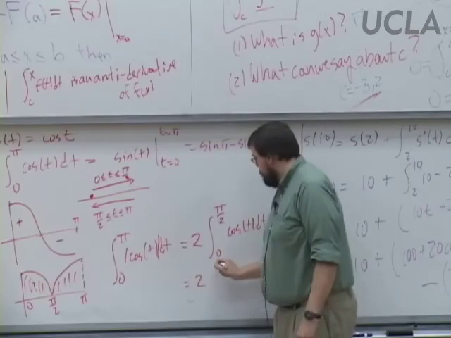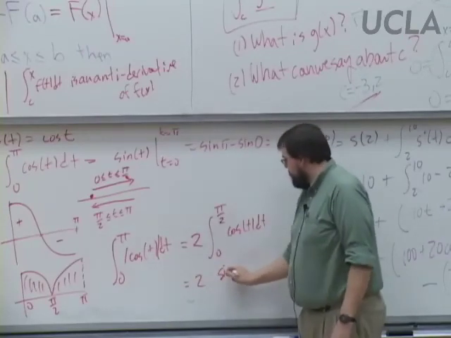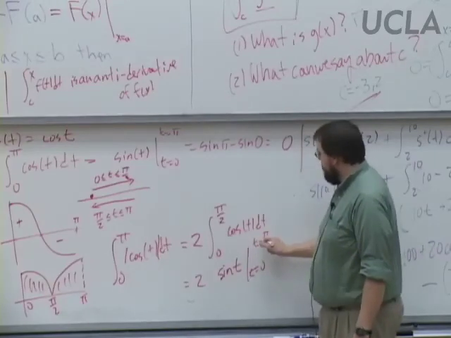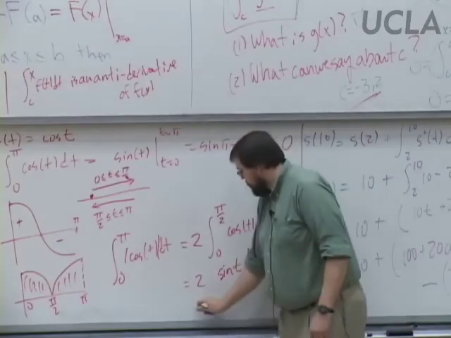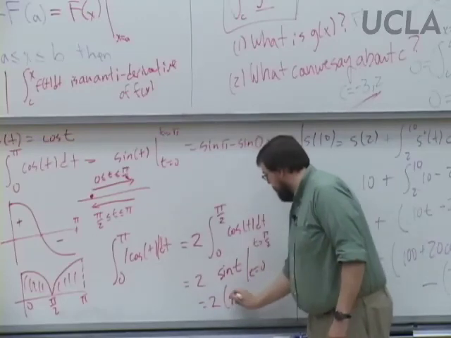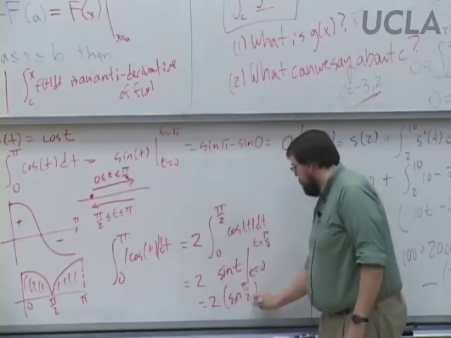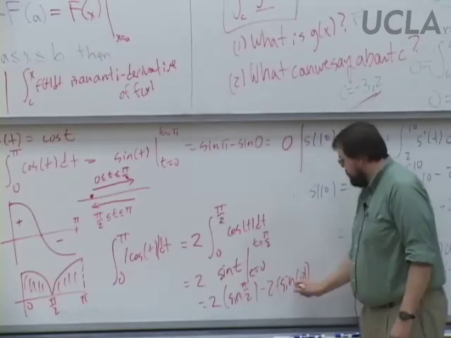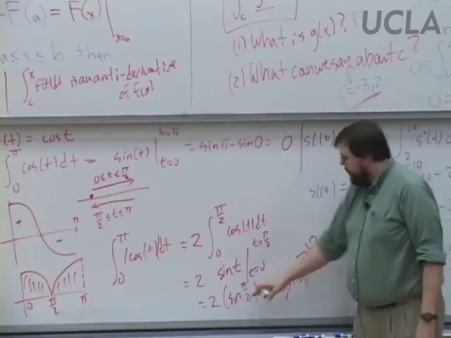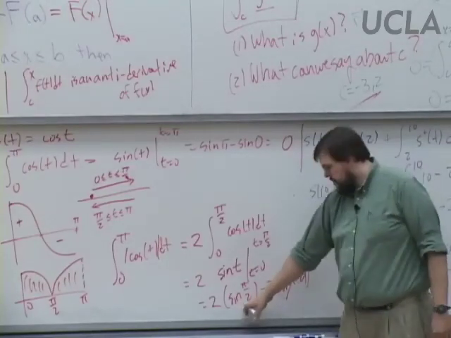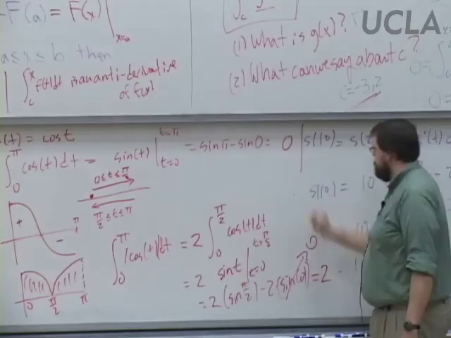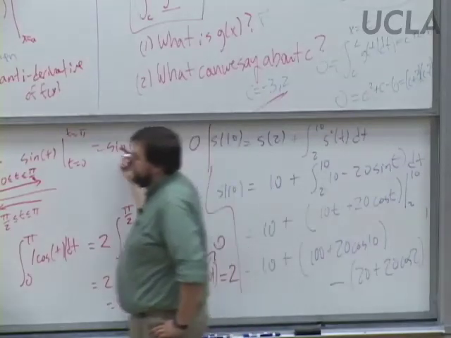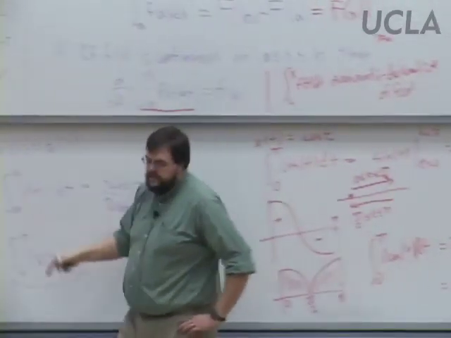So this is 2, and then same antiderivative as before, sine of t, evaluated from t equals 0 to t equals pi halves. So this is 2 times sine of pi halves minus 2 times sine of 0. And of course, sine of 0, as we said before, is 0. What's the sine of pi halves? It's 1. And so in this case, we got out 2. So that here, when I took the integral of velocity, I got a different answer than when I took the integral of the absolute value of velocity.